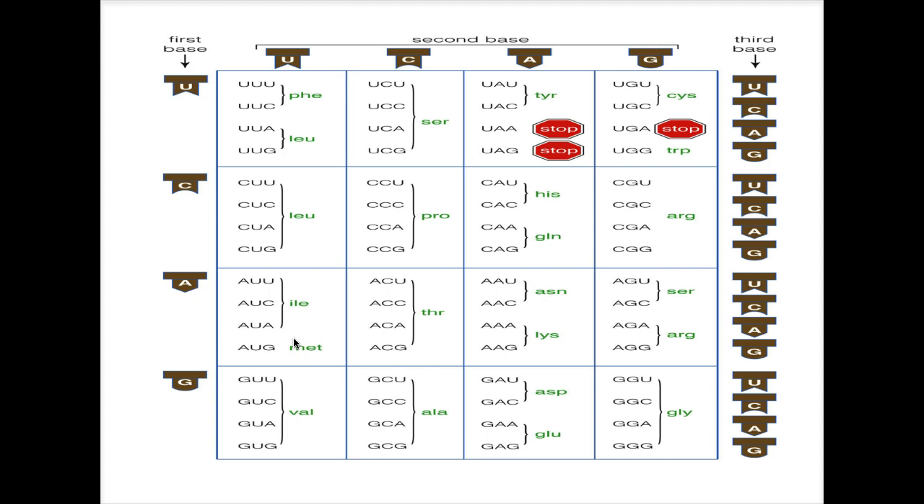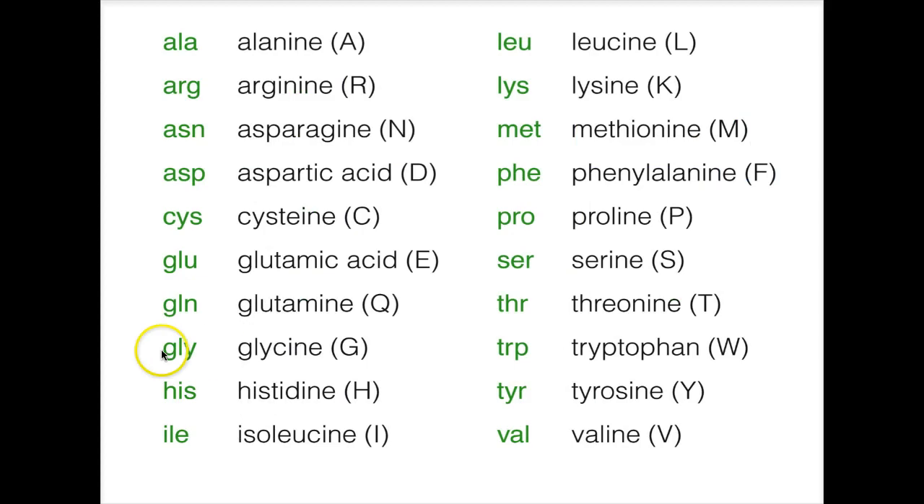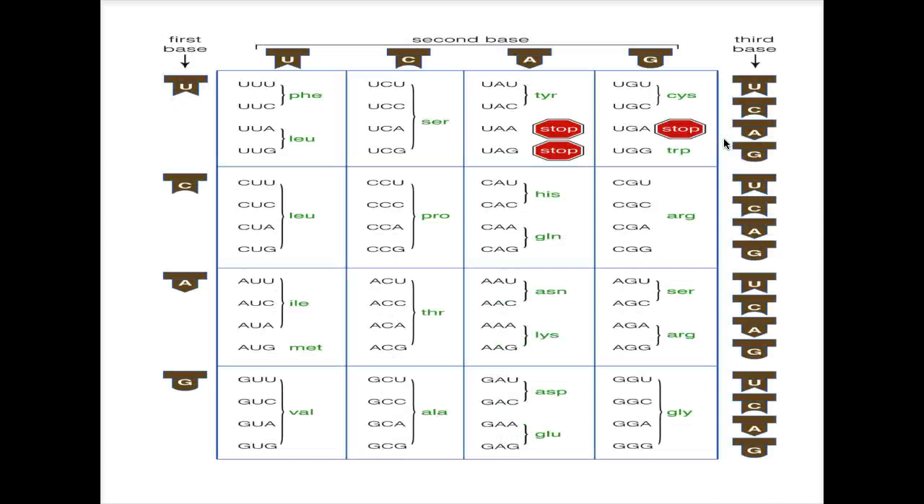So what does MET stand for? If we look at this chart, we can see MET stands for methionine, which is one of the 20 amino acids. It's also represented by the capital letter M. So now let's try another one. Let's say my codon is AAG.